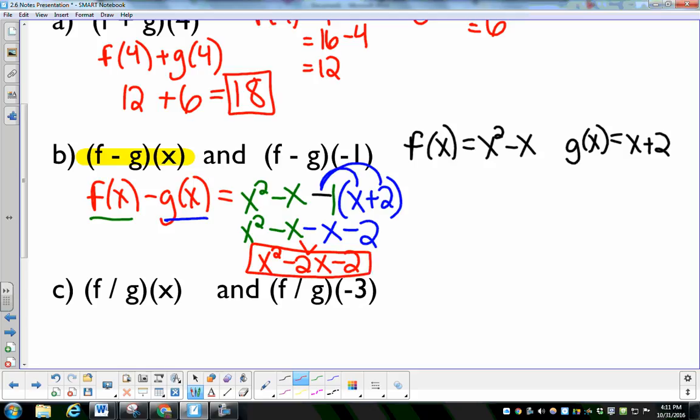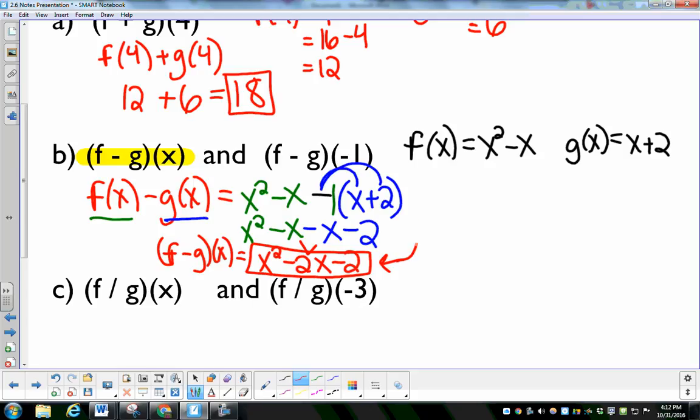So that's my first solution. That is the first thing they asked for, which was f minus g of x. That's where I'm just subtracting f minus g, and I'm leaving an x in it for now. So then it told me to find f minus g of -1. So you have some options here. You can either plug -1 into each of those functions individually and then subtract, or since we already found f minus g of x right here in red, we can just plug a -1 into that.